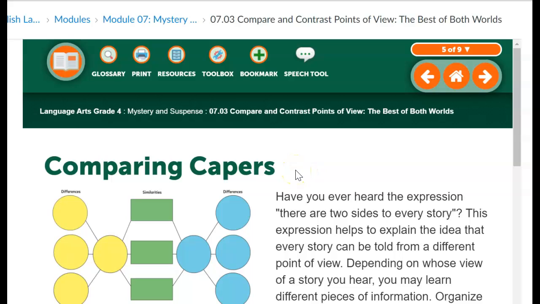So who can tell me what it means to compare? We talked about this yesterday. If we want to compare something, what does that mean that we want to do? Because in this case, we have three stories we're going to compare. What are we going to do with those three stories when we compare? We're going to find the things that they have in common, right?